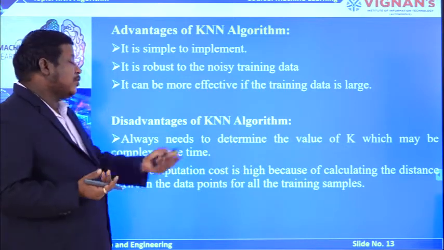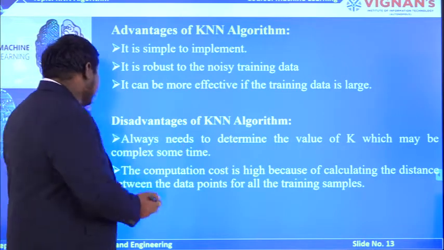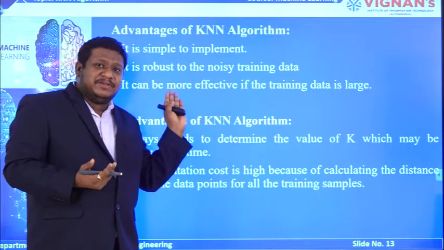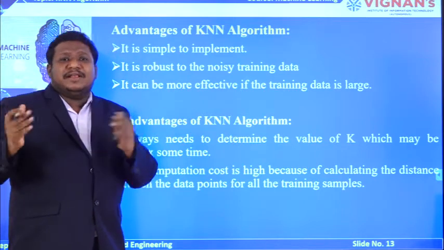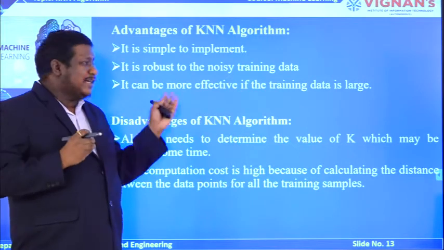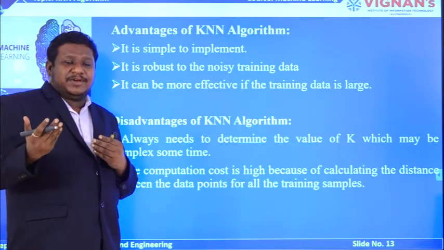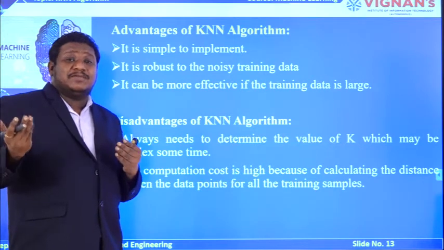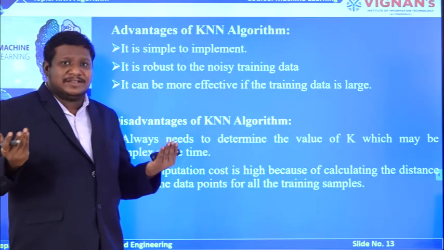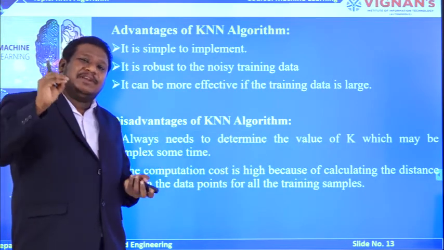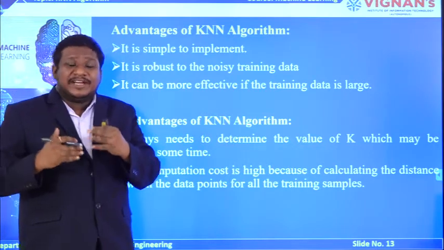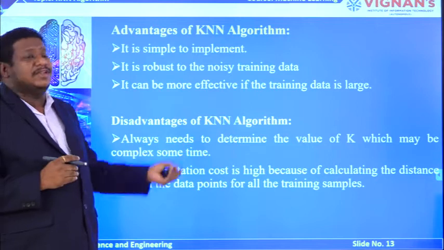The computational cost is also high, because you have to calculate the distance between the data points for all the training samples. In my previous example, category A had 10 points and category B had 7 points. When you have very few data points, it is very easy. But when you have a large data set of 1000 or 5000 data points, it becomes a little difficult to calculate the Euclidean distance between those data points. That is the main disadvantage of the KNN algorithm.